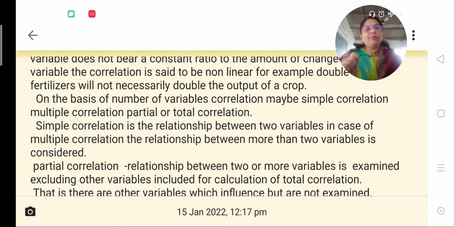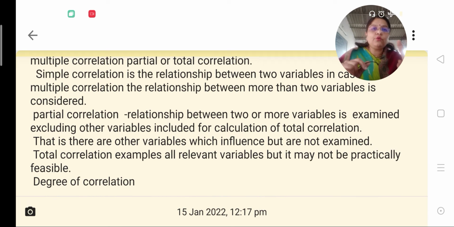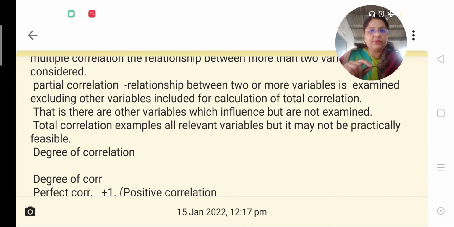On the basis of the number of variables, correlation is simple correlation, only 2 variables. Multiple correlation, more than 2 variables. Partial correlation: the relationship between 2 or more variables is examined and some other variables are excluded. Even though these variables affect the total results, only a few are examined. That is partial correlation. In total correlation, all the variables that are relevant are examined, all of them. So this may not be practically feasible at times.